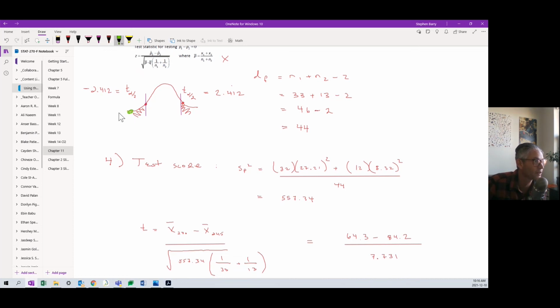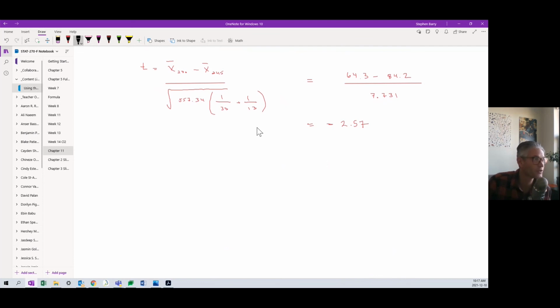My value is over here. Not quite right over there, but more like over here. It's close, but nonetheless it is in the rejection zone, which means that there is a significant difference. That's exciting, and I guess that makes sense. There's a huge difference in the averages, a huge difference in the standard deviations, but this clarifies that kind of situation.